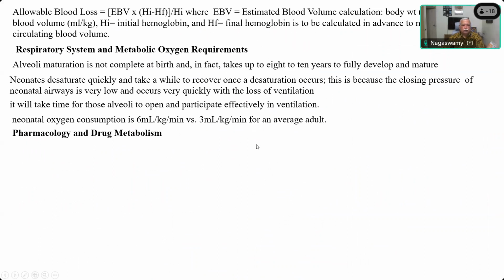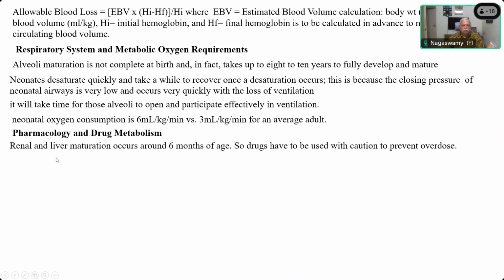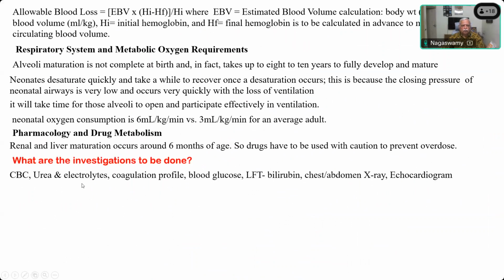Now coming to the pharmacology and drug metabolism, renal and liver maturation occurs around 6 months of age, so drugs have to be used with caution to prevent overdose. Now what are the investigations you want to do? CBC, urea electrolytes, coagulation profile, blood glucose, and you have to check the bilirubin, especially in neonates.